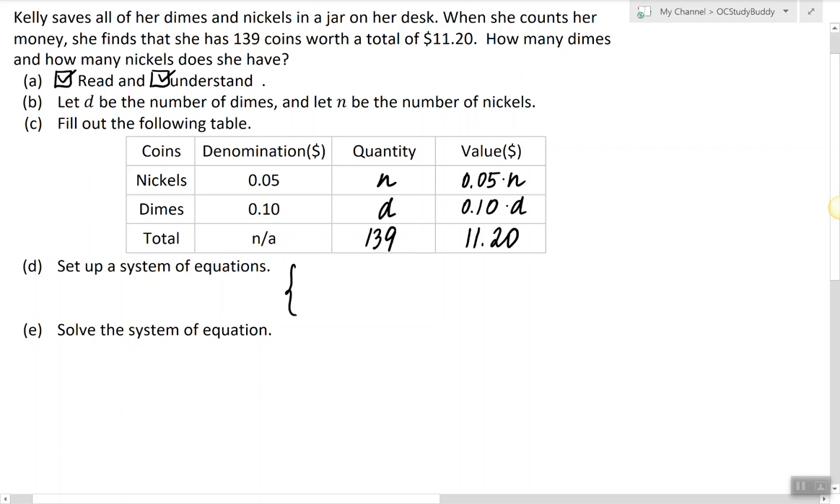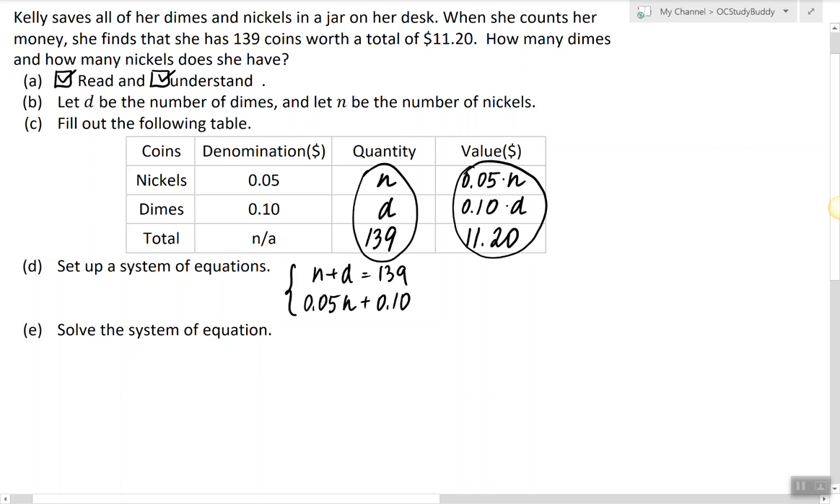So what is the system of equations here that we will have to solve? The system of equations is we're going to use this column and this column, and these two equations create a system of equations.